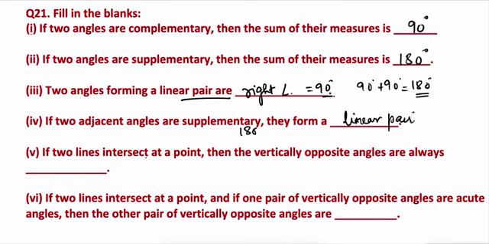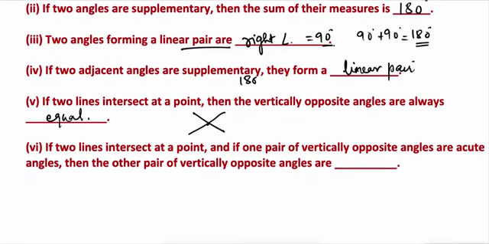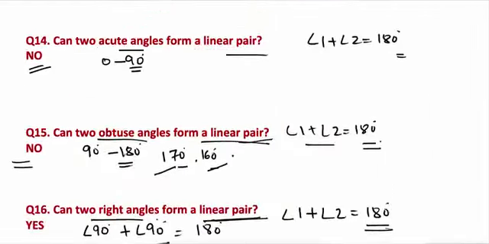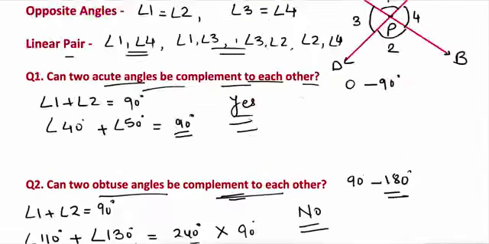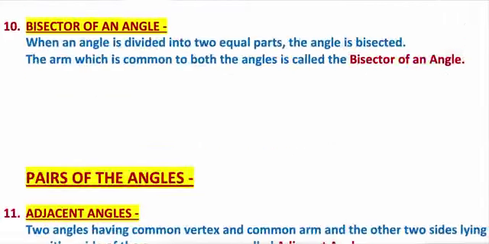If two lines intersect at a point, then the vertically opposite angles are always equal. If two lines intersect at a point and if one pair of vertically opposite angles are acute angles, the other pair of vertically opposite angles are obtuse angles. So these are the fill in the blanks which we have seen and the different types of questions on pairs of angles. Now it's time to revise the basics of angles quickly.